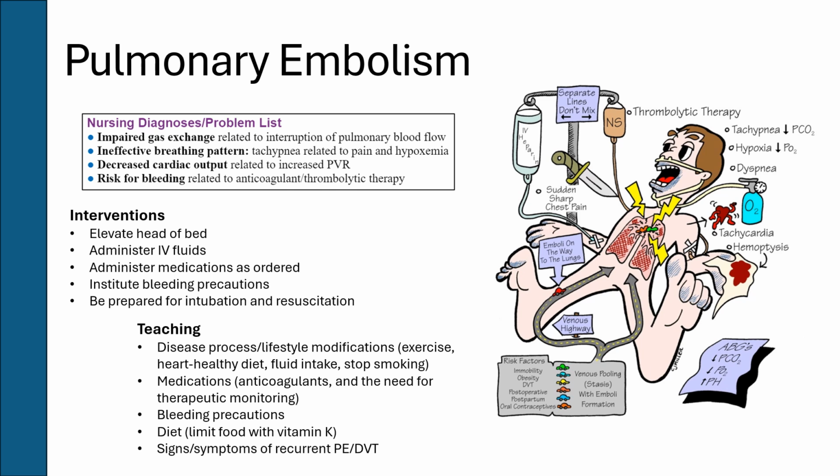So teaching: whatever the problem that caused this, we want to focus on that. So if it's related to a DVT, since we know immobility is one of those high risk factors for DVT, we want to make sure that they exercise, eat healthy, fluid intake, don't smoke, take their medications, bleeding precautions, of course, diet, limit food with vitamin K if they're on warfarin, because that can decrease the effectiveness of warfarin. And then make sure they know the signs and symptoms of a DVT or PE because they might come back.